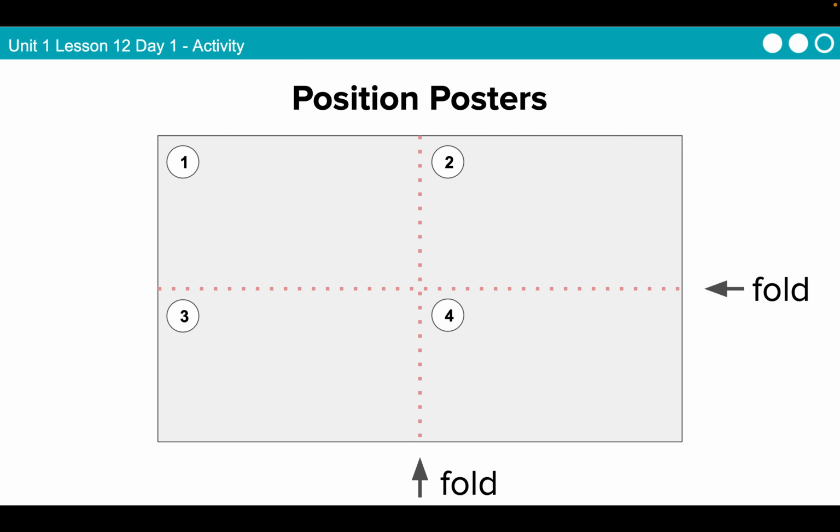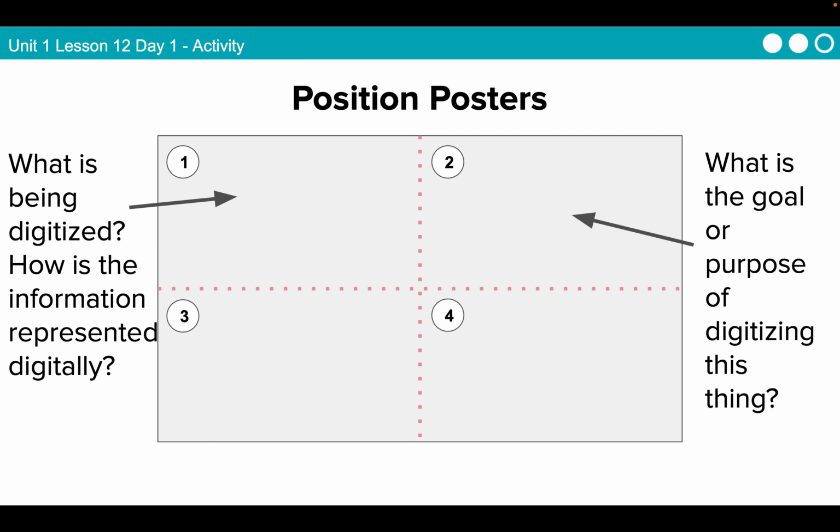In the top left quadrant, number 1, what is being digitized, and then say what you can about how the information is represented digitally. So something that you know about how binary represents that thing. Think back to how we represented text and sound and images and all of that stuff in binary. Do a little research if necessary.